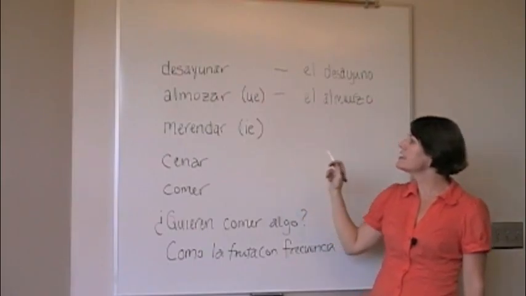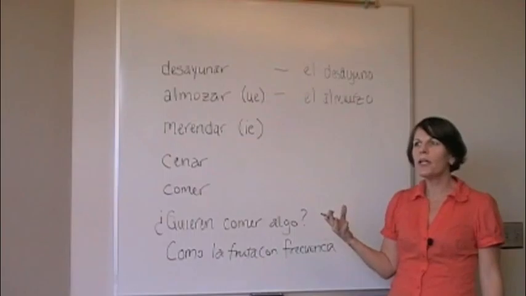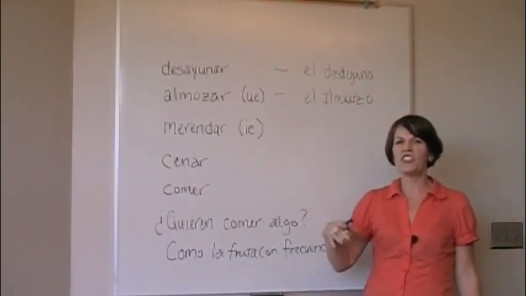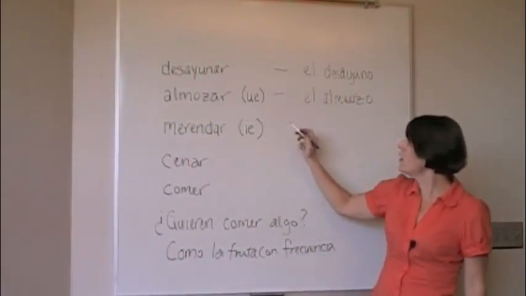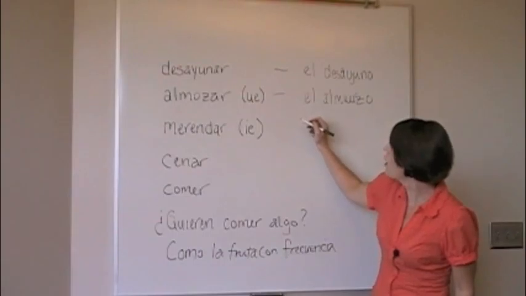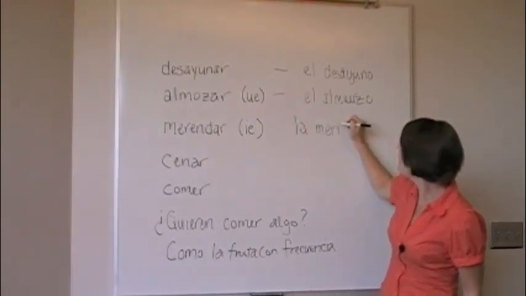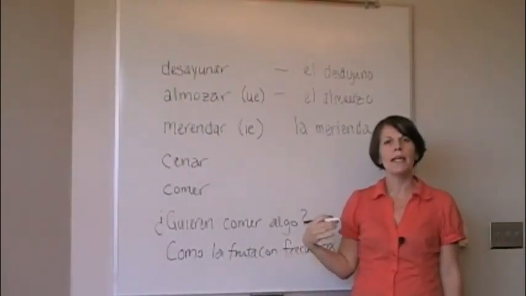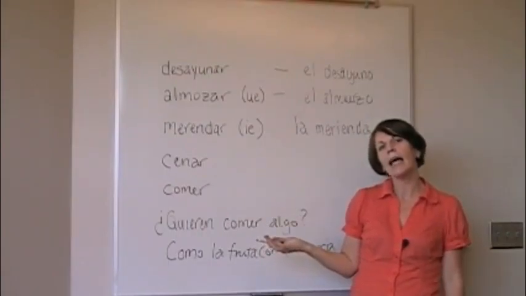Merendar, okay, to snack. We have this verb in English and it sounds a little bit less weird than to lunch, but at the same time, you don't snack popcorn, and you do in Spanish. Meriendo las palomitas. And so the noun form is la merienda. But you can use the verb, meriendo las palomitas de maíz. I eat popcorn for snack.